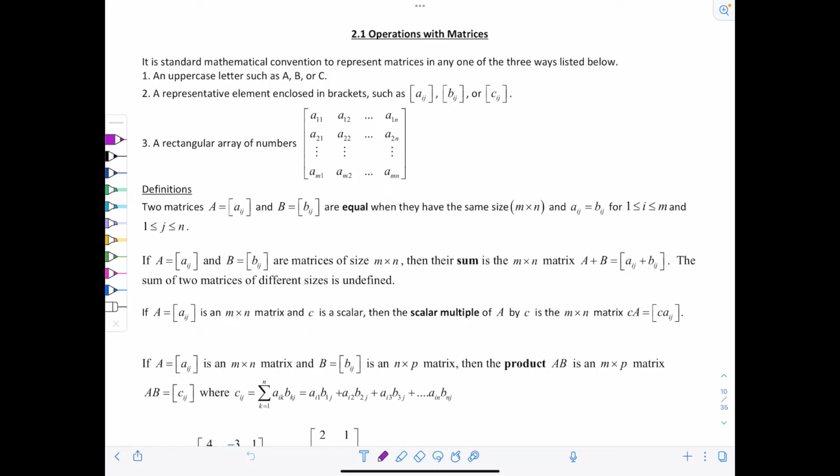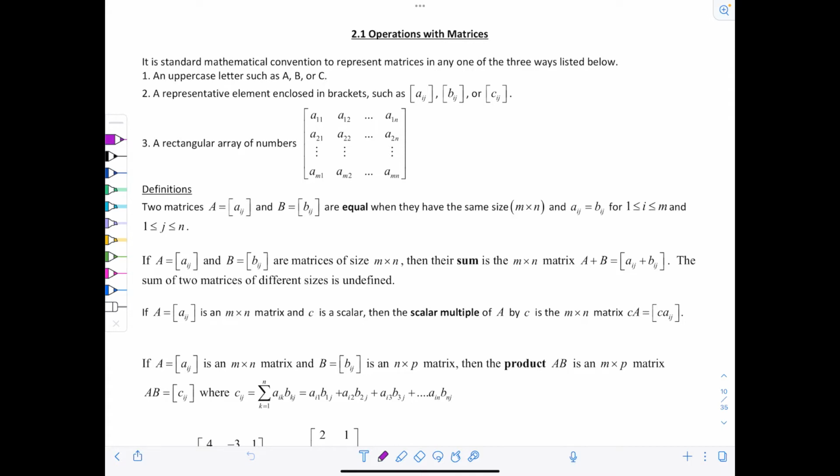This is the video lecture for section 2.1, operations with matrices, for linear algebra. So it's standard mathematical convention to represent matrices in any of the three ways listed below.